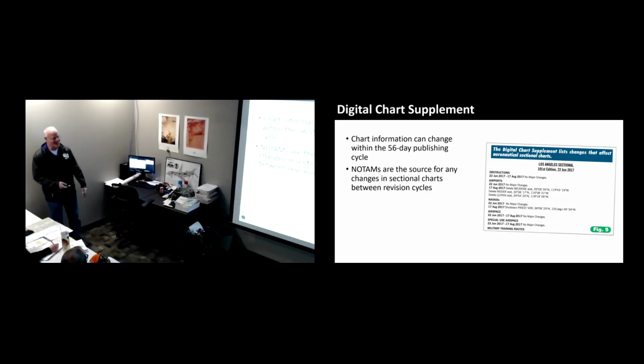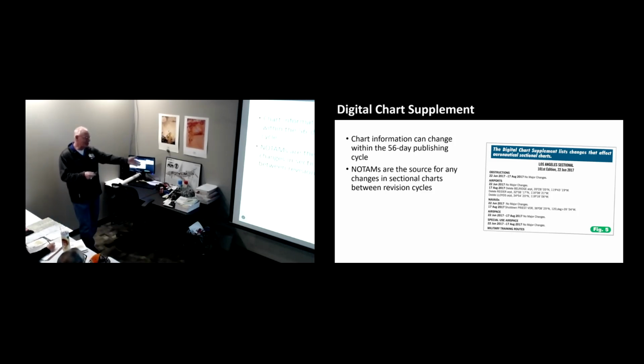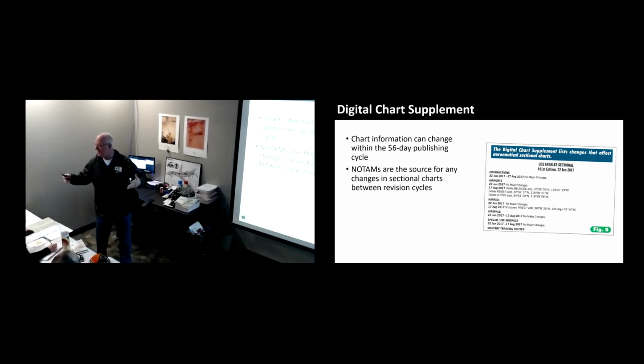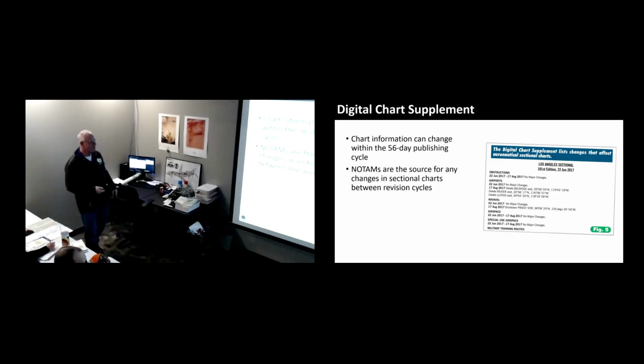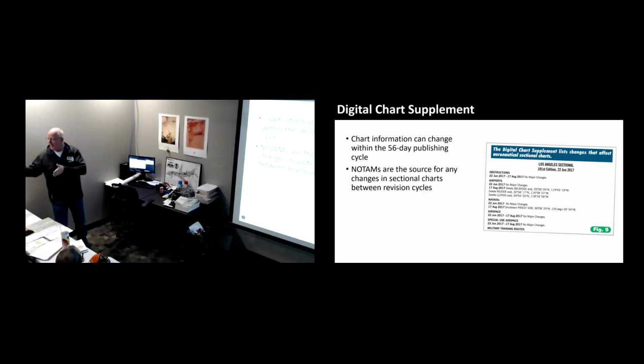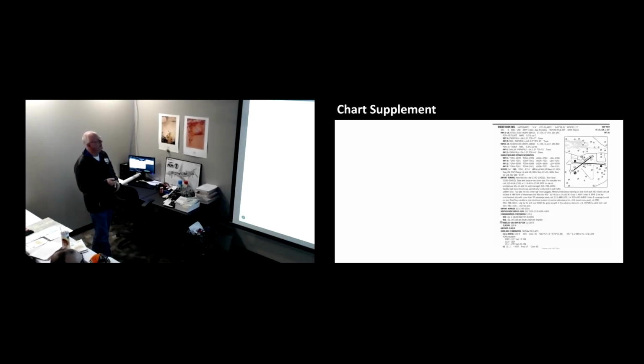So I couldn't find it in the chart supplement. The chart supplement is great, but you've got to know what town the airport is associated with. It's by state, alphabetically by town, and then with the airports within that town. Okay? All right.